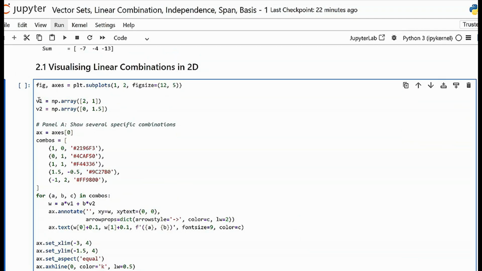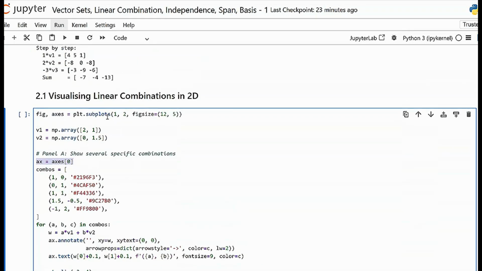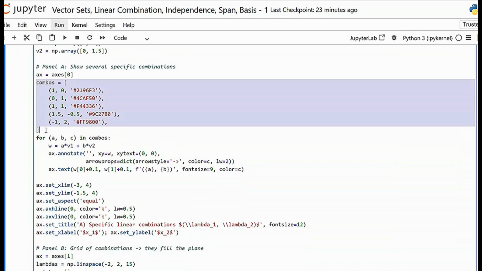Kindly observe, dear friends, here we have the vector V1. It defines the first vector V1 with a two-dimensional component, and here V2 is also a two-dimensional vector. These two vectors will be used to generate linear combinations. Here we have panel A, and this functionality, axis 0, is the left subplot that we specified. So let's use this subplot for drawing.